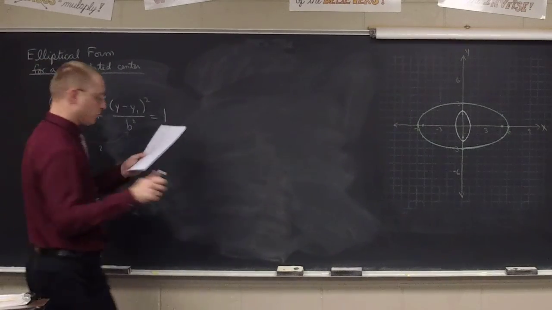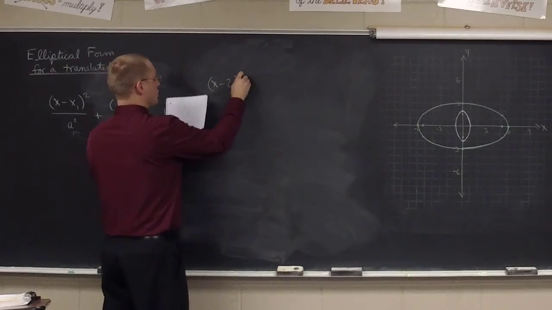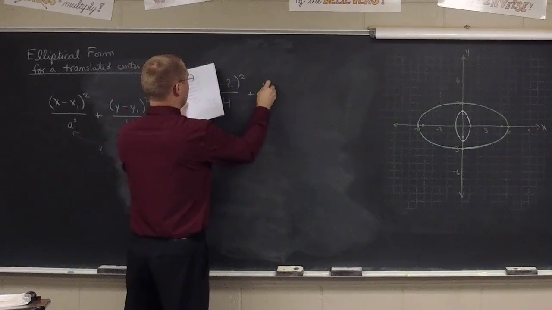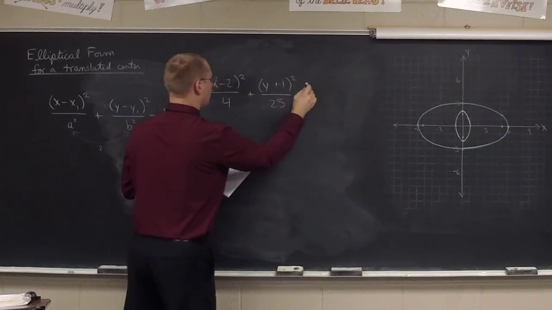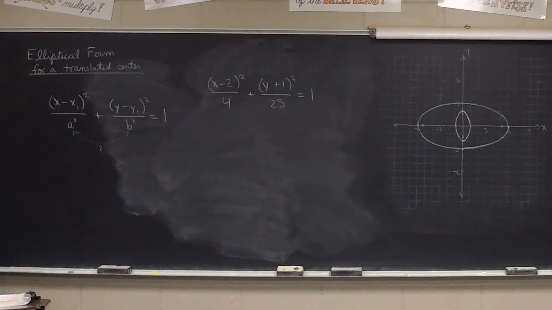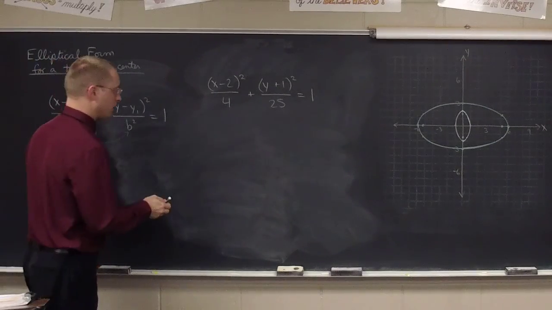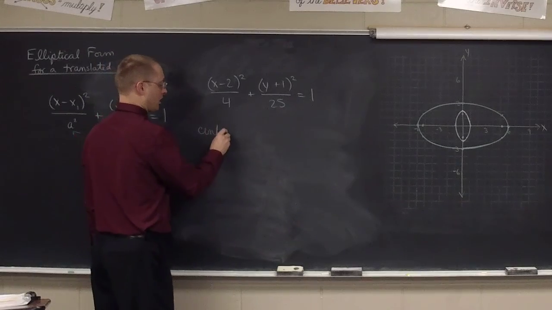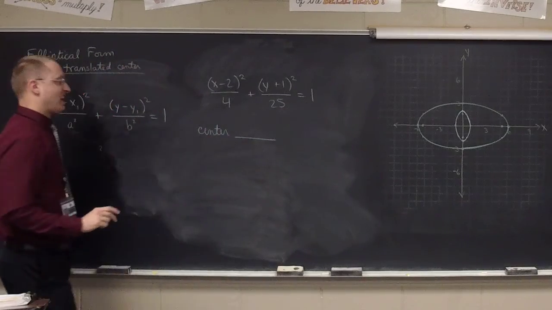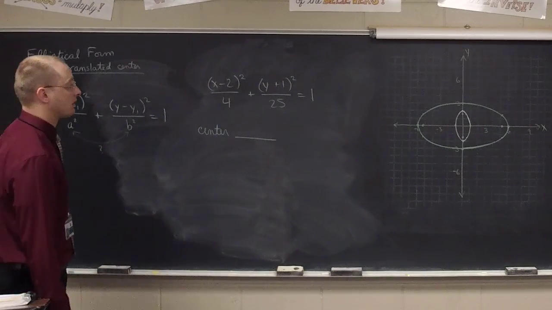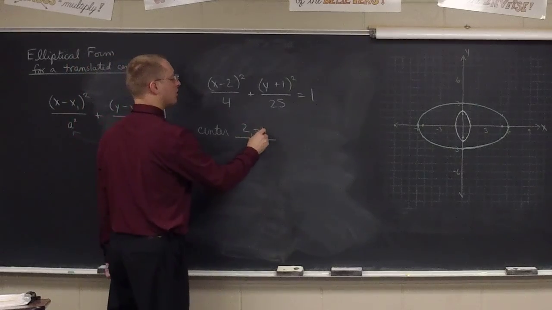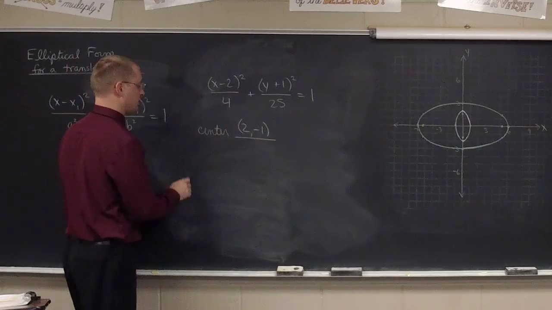So write this down if you would. X minus 2 squared over 4 plus y plus 1 squared over 25 equals 1. Nothing is changing except the center. The center this time isn't 0, 0 because it's not a plain old x squared and a plain old y squared. Instead, the center is going to be where? 2, negative 1. But everything else is going to stay the same.